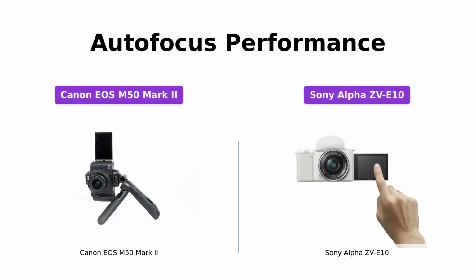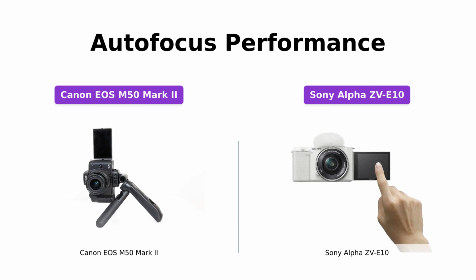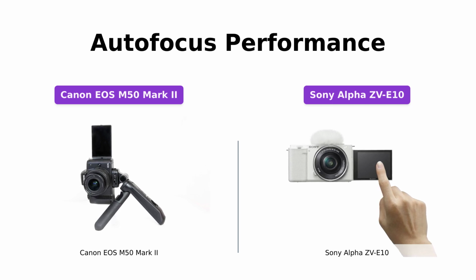When it comes to autofocus, both cameras perform exceptionally well. The Canon EOS M50 Mark II features improved Dual Pixel CMOS AF and eye detection AF, ensuring precise focus in both stills and videos. Similarly, the Sony Alpha ZV-E10 utilizes advanced autofocus technology for quick and accurate subject tracking.